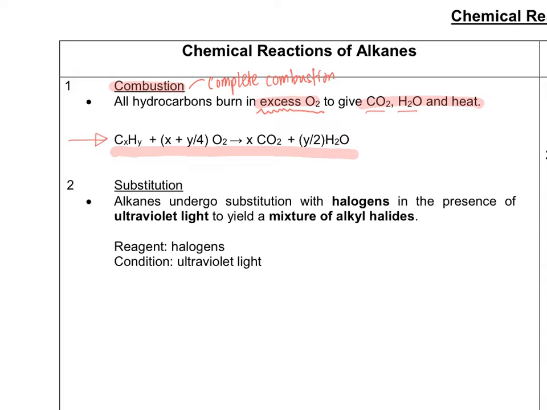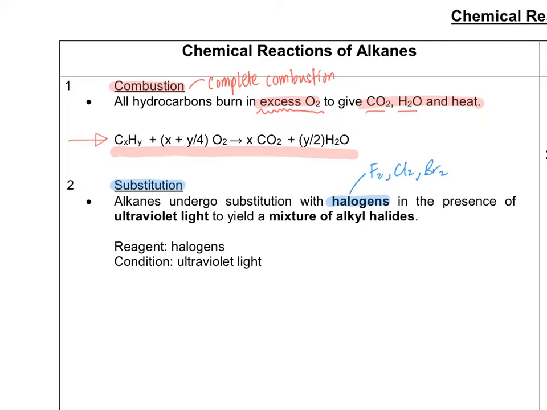Okay, let's look at the second reaction that is very special to alkanes. Only alkanes, according to your syllabus, will undergo substitution reaction. The word substitution means there is a replacement. So alkanes will undergo substitution reaction with halogens. What are halogens? Halogens are your group 7 elements. So you can have your fluorine, your chlorine, your bromine.